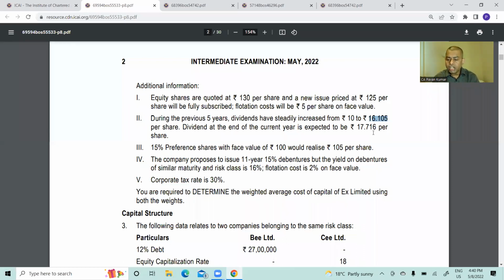Growth rate is 6.105, right? What are you talking? 16.105 is equal to divided by 16.105. 10% is the growth rate. Exact 10% came to me.